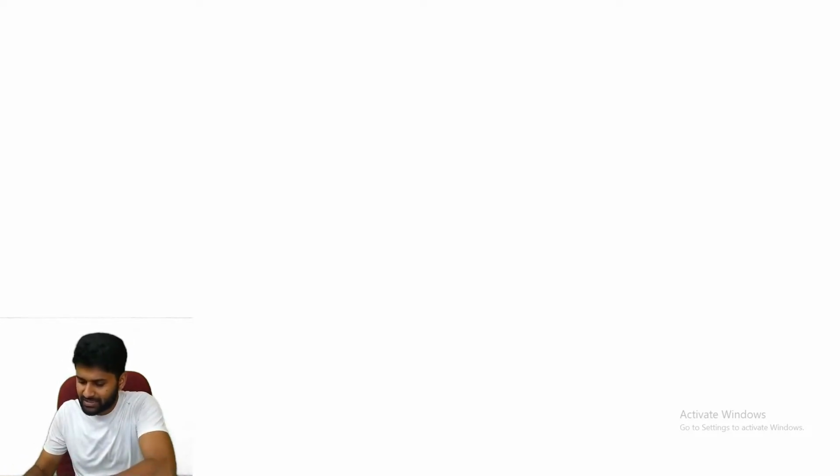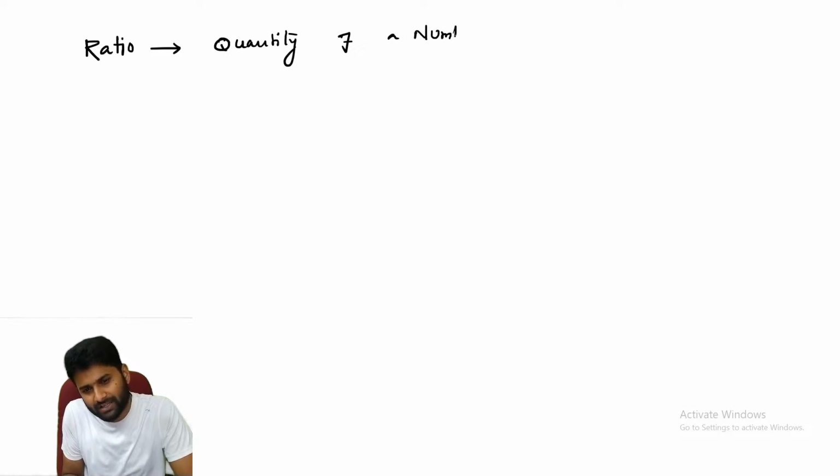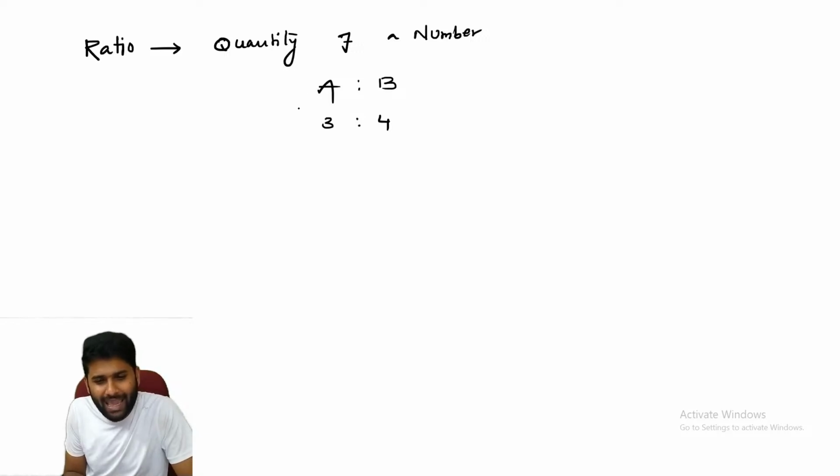First of all, try to understand what is ratio, guys. Simple definition of a ratio: ratio is the quantity of a number. See, we need quantities, guys. If A is to B is equal to 3 is to 4, let's take this ratio. So what is A's quantity? A can be 3, it's either 3 or multiples of 3. B's value is 4 or multiples of 4. You can observe that between A and B there is a common quotient.